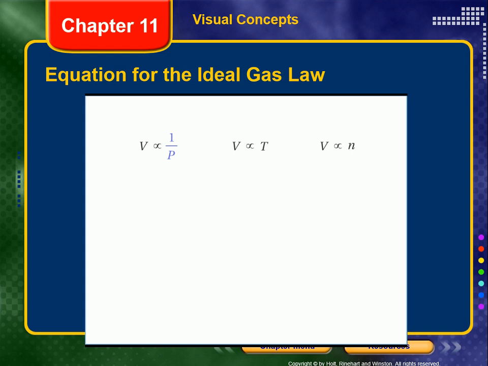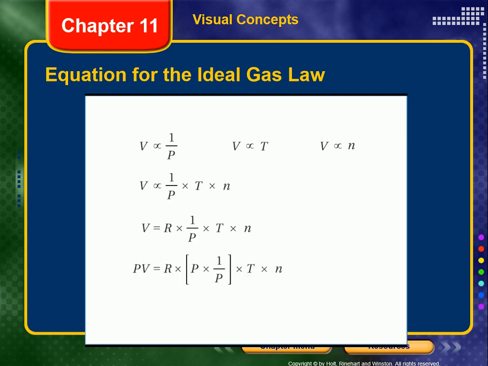Because volume is proportional to the inverse of the pressure, to the absolute temperature, and to the number of moles of gas present, it follows that it must also be proportional to the product of these three quantities. To make this proportionality into an equation, we need to insert a constant. We refer to this constant as the ideal gas constant and represent it with the letter R.